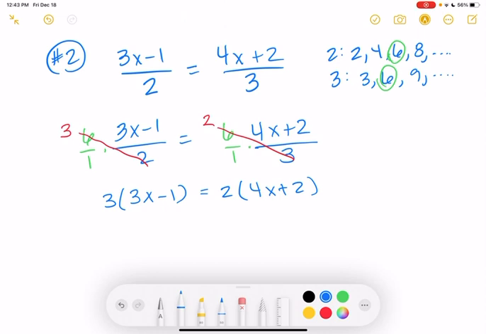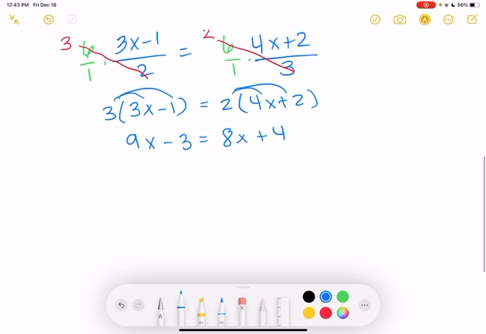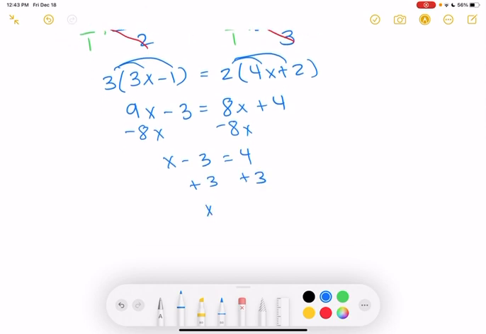Go ahead and distribute. So now I have 9x minus 3 equals 8x plus 4. Subtract 8x's from both sides. So I have x minus 3 equals 4. Get that x by itself by adding 3 to both sides, and I end up with x equals 7.